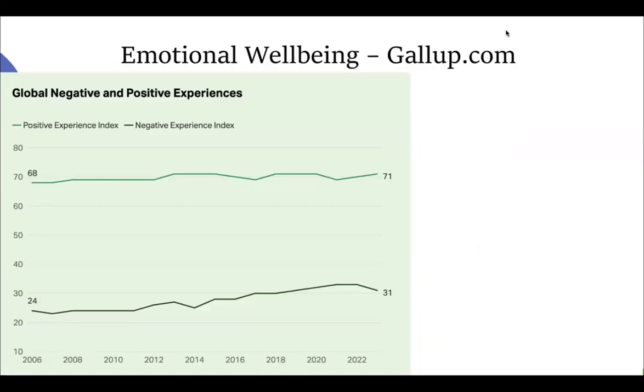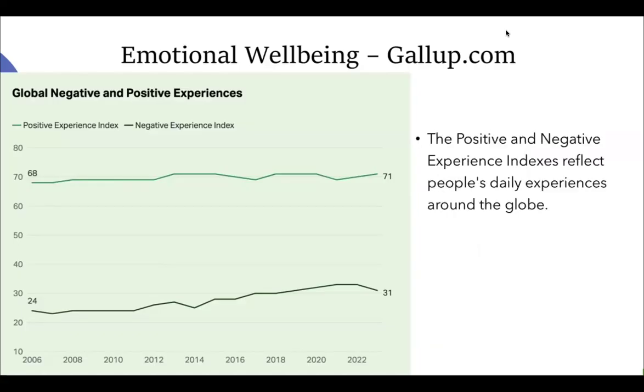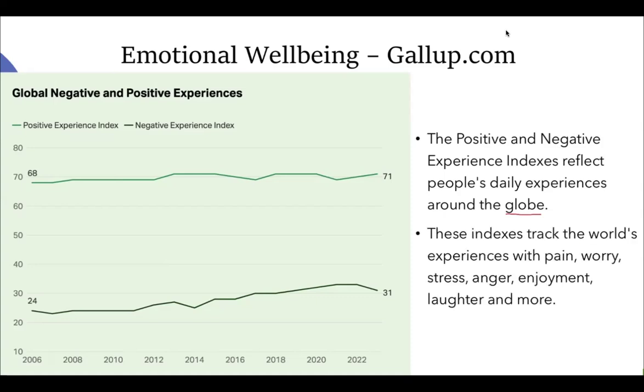I'm going to take a little detour for a moment to talk about some data that's collected by the Gallup organization. This data is available online. I'll share the URL in a moment. Positive and negative experience indexes are statistics calculated at the Gallup organization. They reflect people's daily experiences, and the data is collected globally, so we get a number that represents the world. These indexes track the world's experiences with pain, worry, stress, anger, enjoyment, laughter, and more.